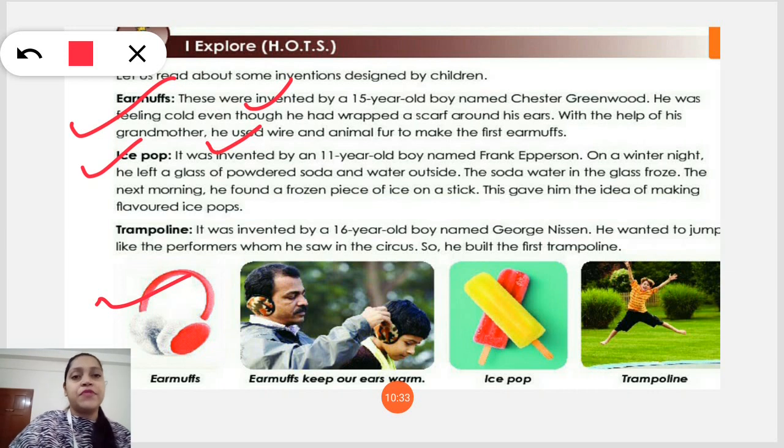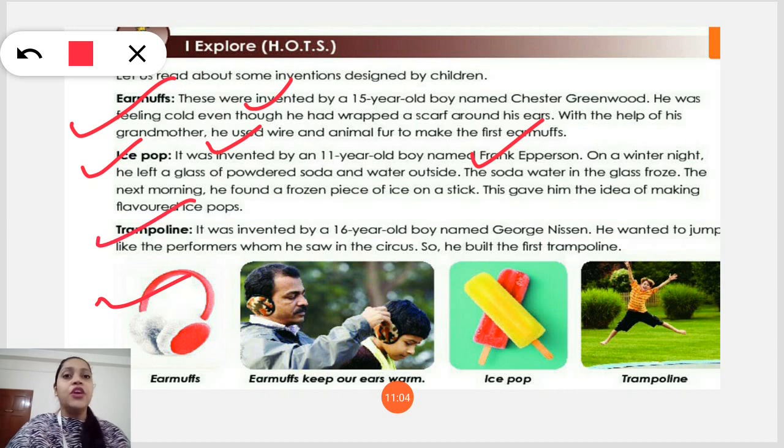Then ice pop. It was invented by an 11-year-old boy named Frank Epperson. On a winter night, he left a glass of powdered soda and water outside. The soda water in the glass froze. The next morning, he found a frozen piece of ice on a stick. This gave him the idea of making flavored ice pops. So in this way, Frank Epperson made flavored ice pops.